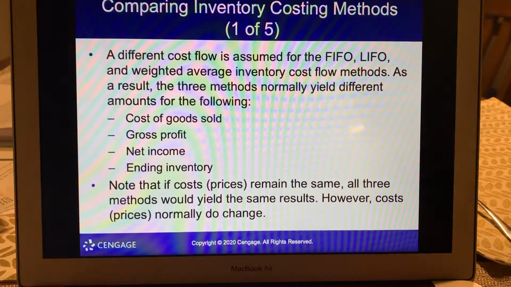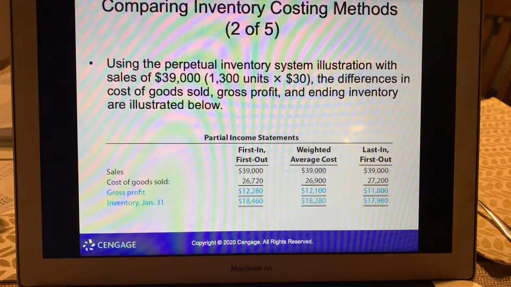Comparing inventory cost methods, a different cost flow is assumed for FIFO, LIFO, weighted average. As a result, the three methods normally yield different amounts: cost of goods sold, gross profit, net income, ending inventory. Note if the cost prices remain the same, all three methods would yield the same results. However, costs or prices normally do change. So whenever you buy something, usually the price is not stagnant. The price is always changing.